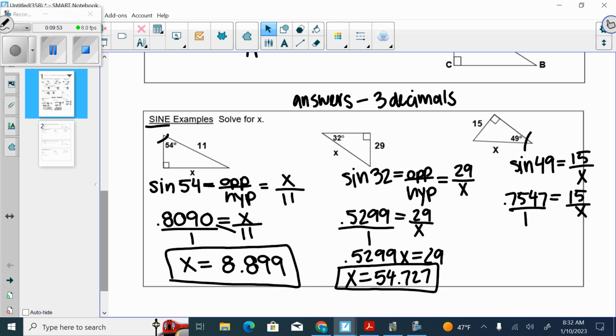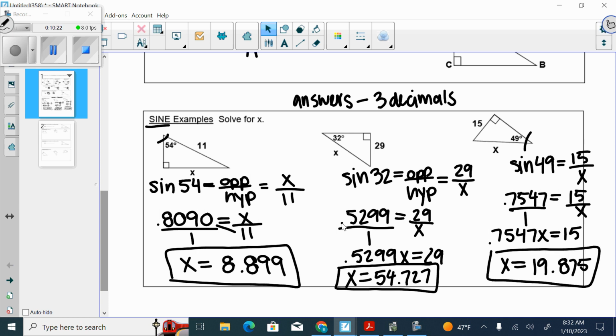Put this one over 1 and cross multiply. So I have 0.7547x is equal to 1 times 15, which is just 15. And what would we do last? Very good. And what do we get when we divide? Very good. Okay. So, there are some examples using sine to solve for the missing side. If you'll flip it over onto the back, now we're going to look at some examples using cosine.